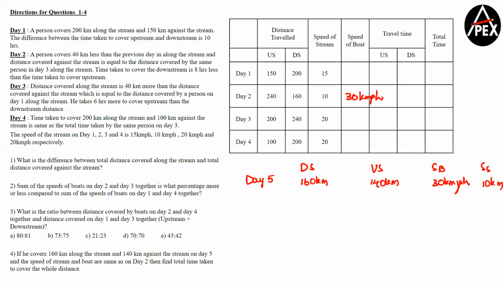Now it is asking to find the total time taken to cover the whole distance. What will be the speed in downstream? It will be 30 plus 10. In upstream, it will be 30 minus 10. So 160 by 40 plus 140 by 20 will be the total time. So 4 plus 7, so 11 hours. It will be 11 hours. Okay. Clear? Yes.